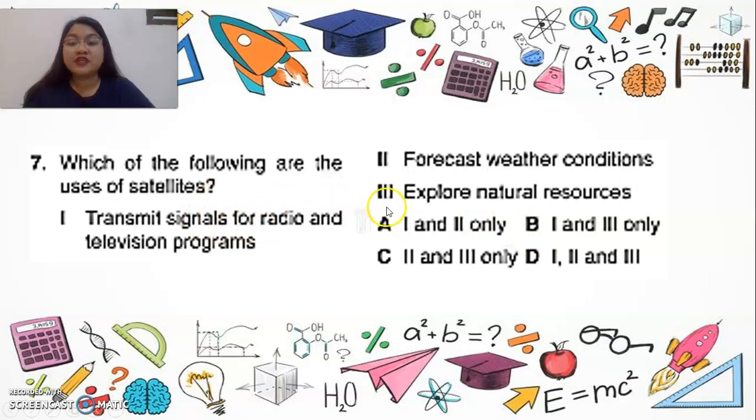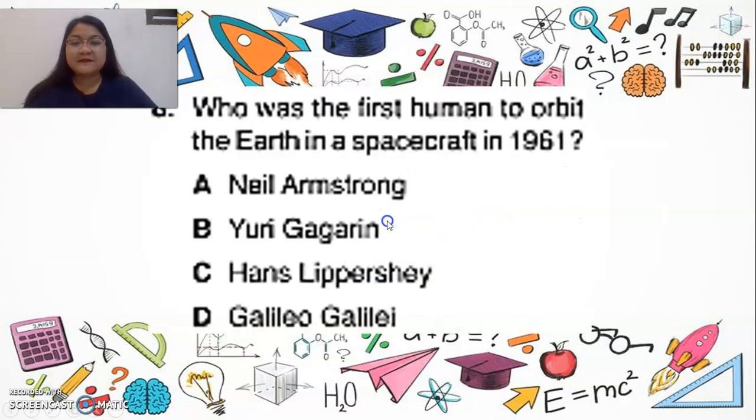Again, which of the following are the uses of satellites? 3, 2, 1. Very good. The correct answer is letter D, because we use satellites to transmit signals, forecast weather condition, and explore our natural resources. Okay, very good.